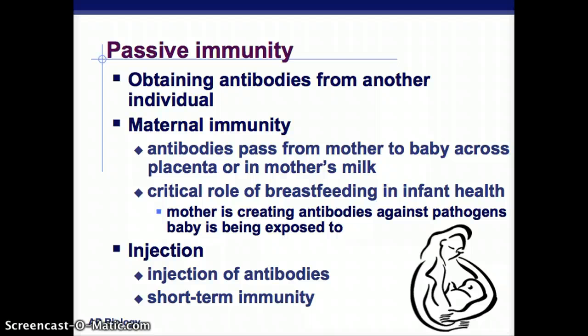Right, so there is active immunity, the whole system we just talked about, but there's also passive immunity, which are things like memory cells or getting antibodies from another individual. So that is maternal immunity. You get antibodies passed from mother to baby through mother's milk, and also through injection. If you get an injection of antibodies, that gives you a short-term immunity.